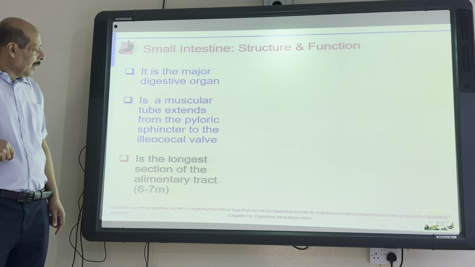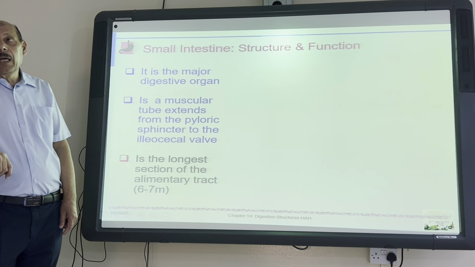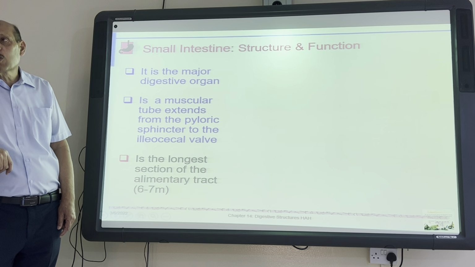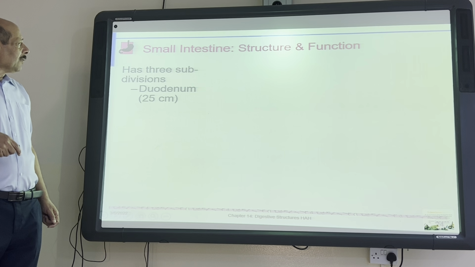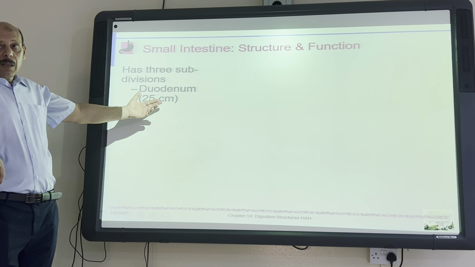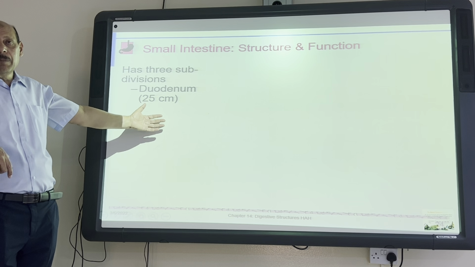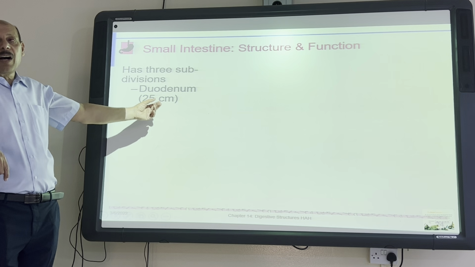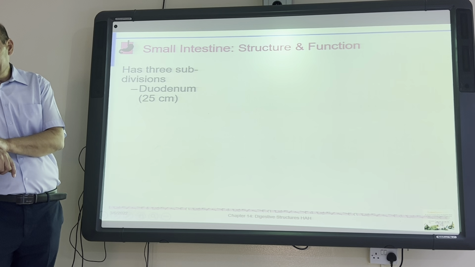So it is the longest section of the alimentary tract. The length of the small intestine is from 6 to 7 meters. So it is a long one, the longest one. It also has subdivisions. It is divided into 3 parts. The first part is called the duodenum, which is around 25 centimeters, the smallest part in length.